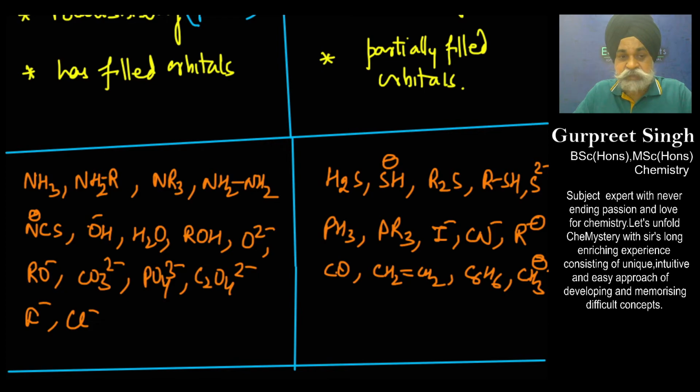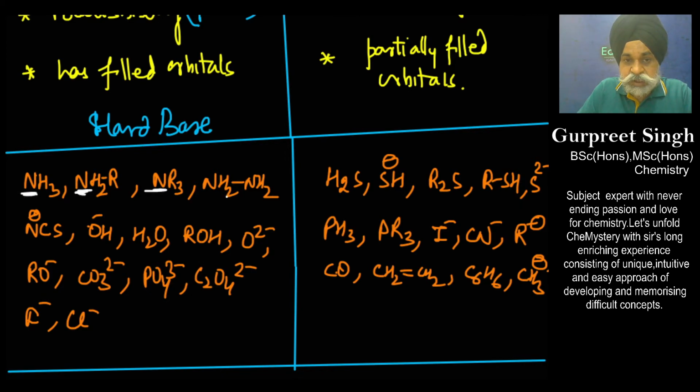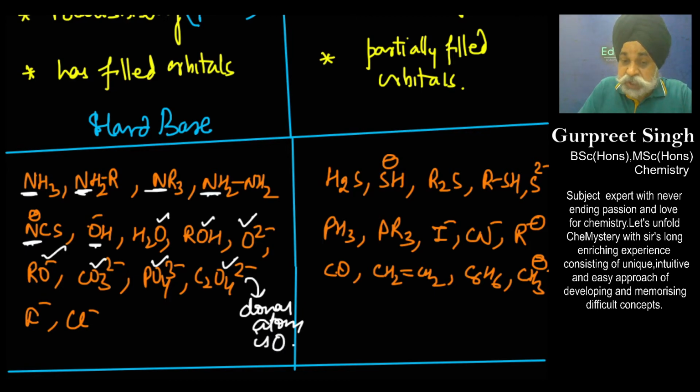Now the simple trick here is that all those species would come under the category of hard bases where the donor atom is nitrogen or oxygen. Just see, I am underlining the nitrogen or oxygen. These are the oxygens: carbonate, phosphate, oxalate, when the donor atom is oxygen. According to Pearson, he observed that whenever the donor atoms are oxygen or nitrogen, they would fall under the category of hard bases, and fluoride and chloride also come under this.